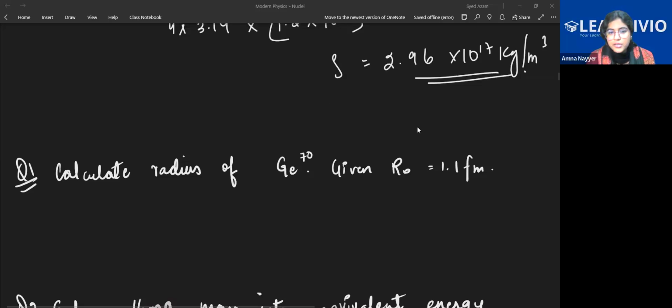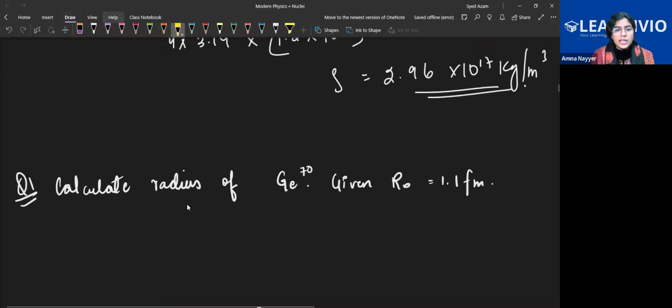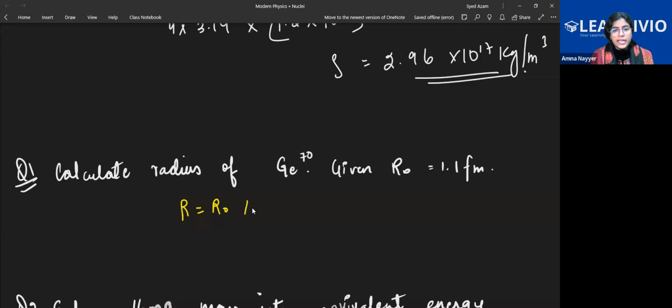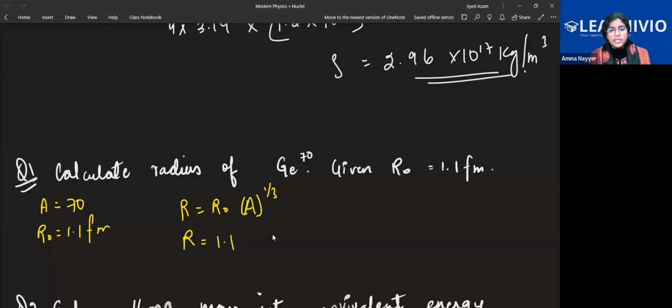Yes, Mariam. This question says calculate the radius of germanium. R naught, the constant that is given, is 1.1 fermi-meters. We are calculating R equal to R naught A to the power 1 by 3. This is the formula. The mass number A is equal to 70. R naught is given as 1.1 fermi-meter, so we are not going to put 1.2. We'll take 1.1. A will be 70 to the power 1 by 3.